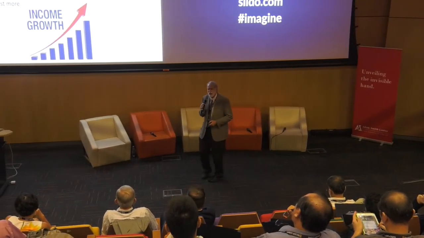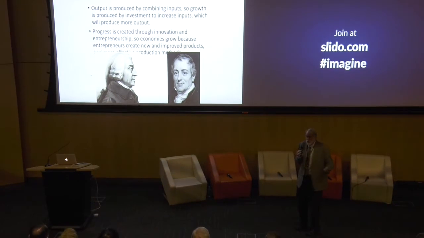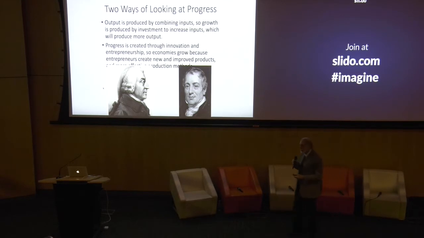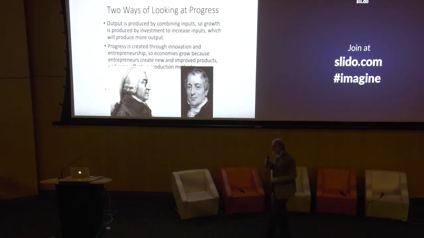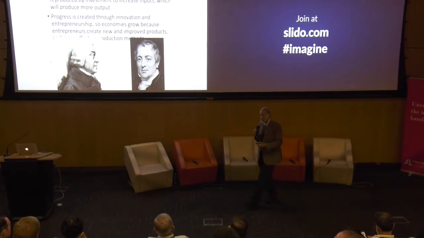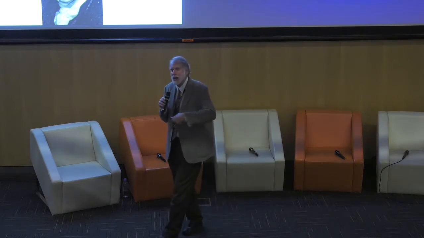Let me think about a couple of ways that economists talk about economic growth. One way, output is produced by combining inputs. So if we increase our inputs, then we get more output. Another way to think about growth is thinking along the lines of economic progress. It's entrepreneurship, it's innovation that creates economic progress that leads to economic growth. On the slide here, I associate that idea of economic progress with Adam Smith, who talked about the division of labor and the way it fosters innovation. People specializing develop new ideas about improving the tasks, working better, maybe developing new products.